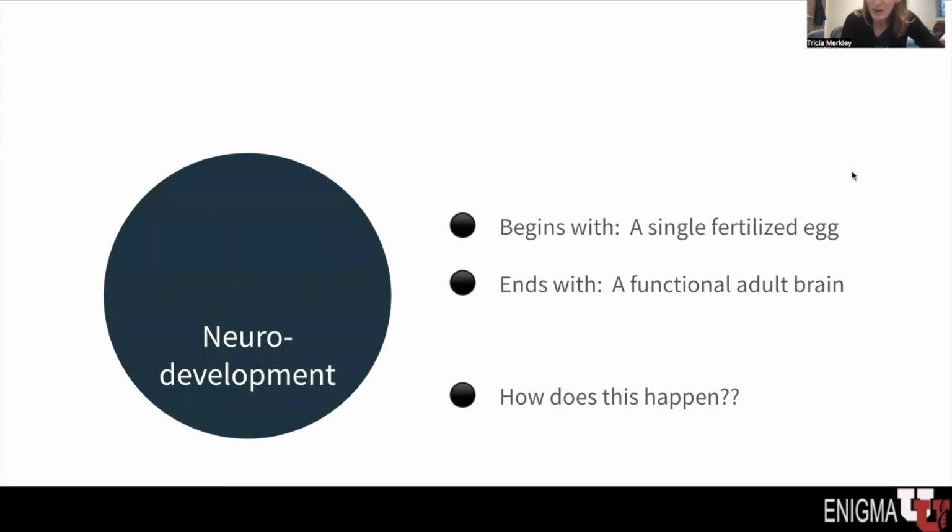And yet, if you think about it, neurodevelopment begins with a single fertilized egg and ends with a functional adult brain. And so even though this is a rather commonplace occurrence, it happens for everyone, it really is a remarkable procedure. How does this happen? What are the processes that allow this to occur?